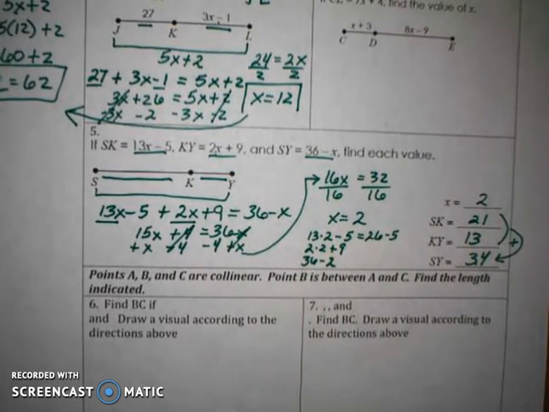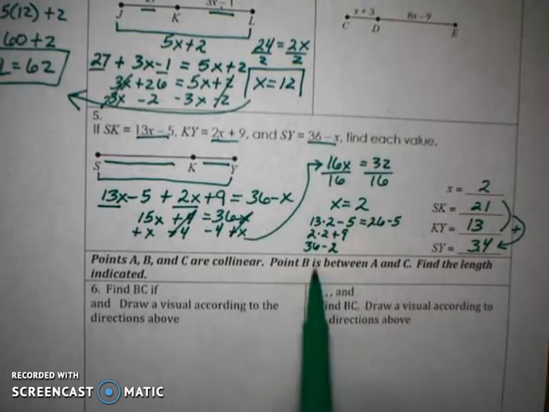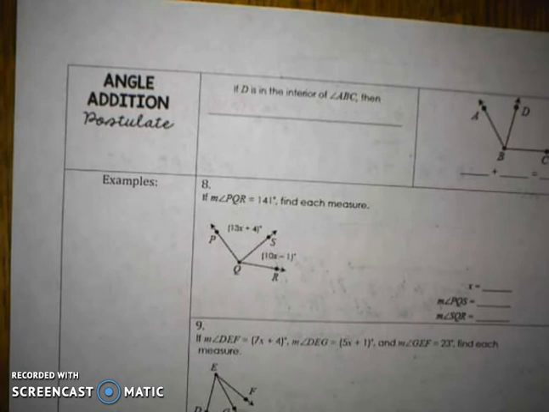Okay, because I did not catch this in time, numbers 6 and 7 are actually missing some parts. They didn't print correctly, so we're going to take a look at those in class. So we're going to skip over those. So go ahead and turn to the back. And we're going to talk about the same idea, but it's called angle addition.